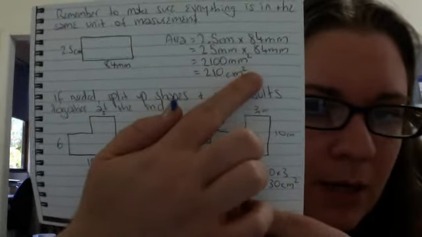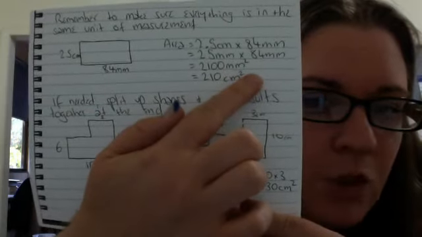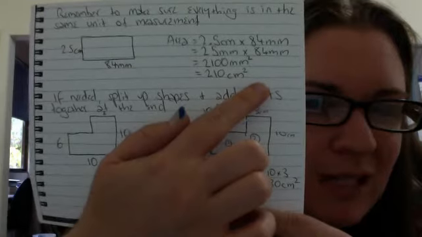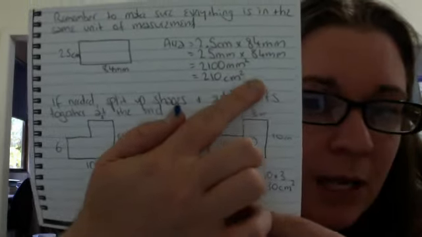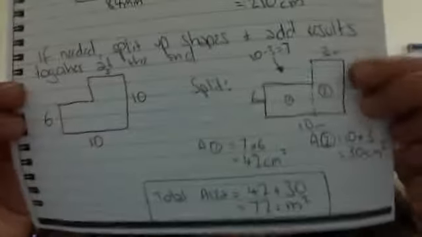Type that in on your calculator. 2100 millimeters squared. And why not just put it back into centimeters, because that's a bit of an easier number. It's a smaller number. So 210 centimeters squared. Either one of those answers is correct though. So what about we have a look at the bottom here.